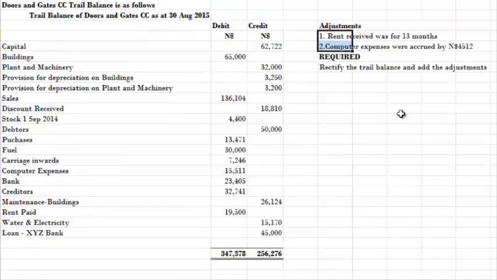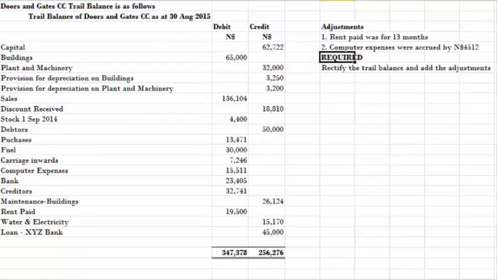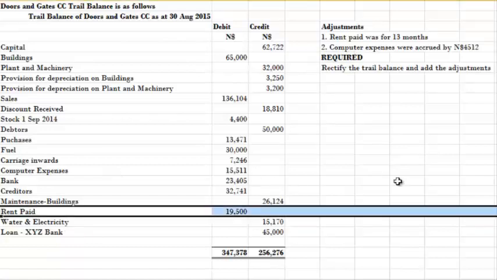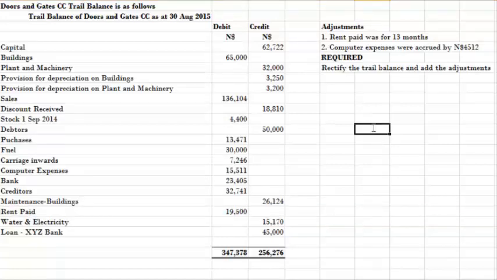We now need to do these two adjustments. Now our first adjustment is as follows. Rent paid was for 13 months. Over here we can see rent paid is for $19,500. So we paid $19,500 for 13 months.